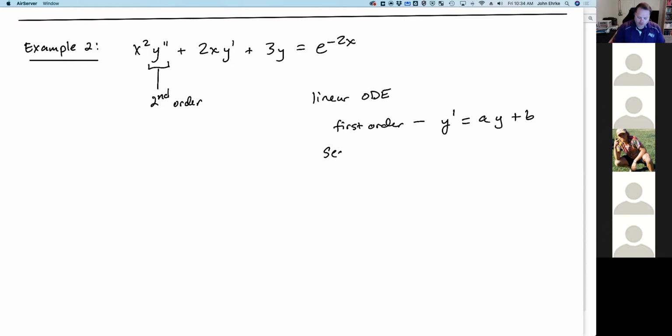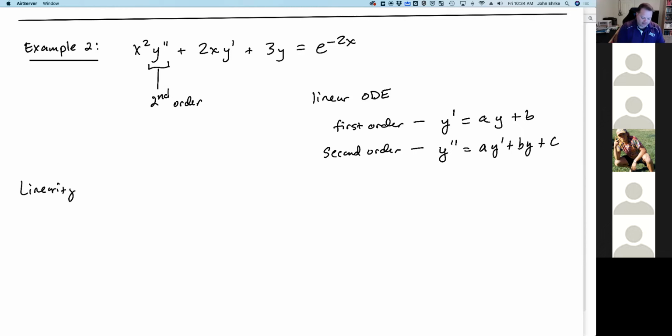Well, what this would look like for a second order ODE is you would have y double prime equal to something linear in terms of y and its derivatives. So this would be something like, say, a y prime plus b y plus c. That's what linearity would look like for a second order differential equation. If you want to think of this as being quadratic, I guess you could, but it's linear in terms of y.